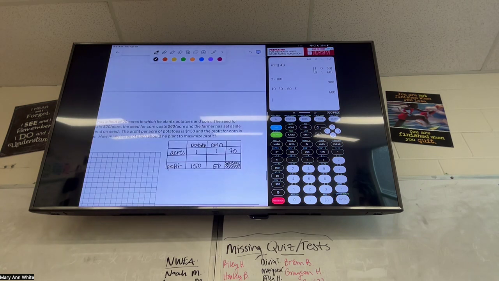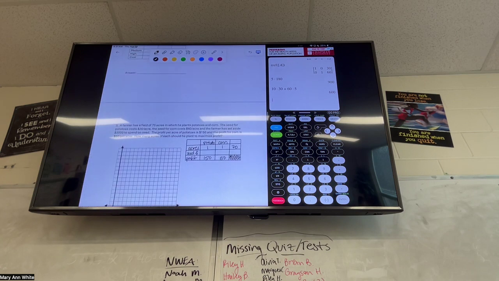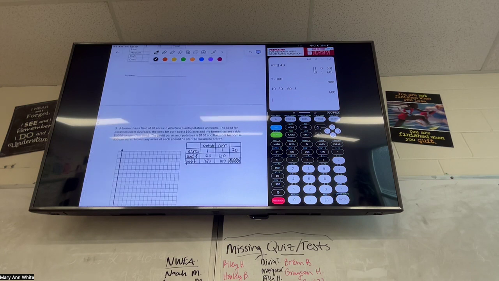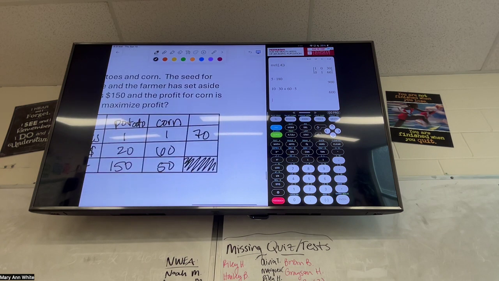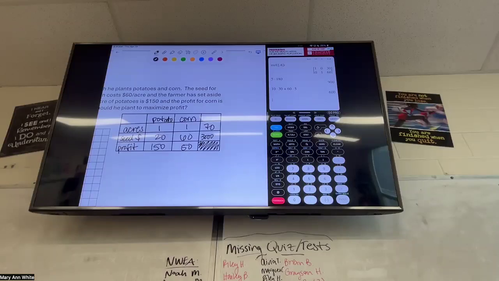What do you think my next equation is going to be about? Cost, good. We'll go seed cost. How much is it for potatoes? 20, how much for 60? And then how much total does he have to spend on it? From here, I want you to take a minute, see if you can do your matrix first, then see if you can do your equations, and then I'll work alongside you momentarily.